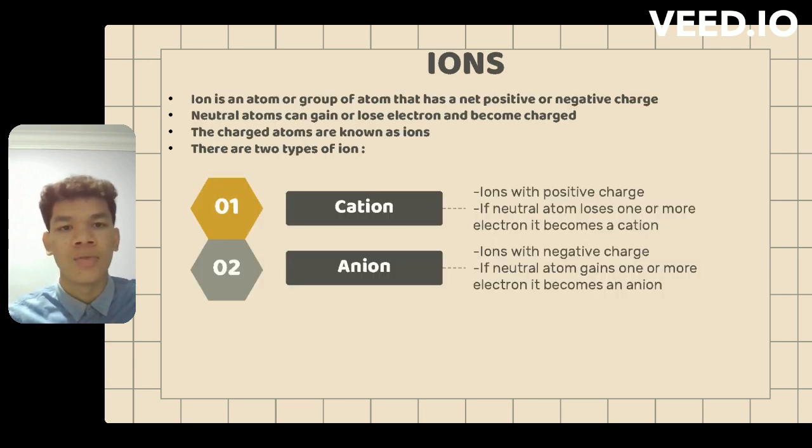And for the last one, which is ions. Ion is an atom or group of atoms that has a net positive or negative charge. Neutral atoms can gain or lose electrons and become charged. The charged atoms are known as ions. There are two types of ion. The first one is cation. Cation is an ion with a positive charge. If a neutral atom loses one or more electrons, it will become a cation. And the second one is anion. Anion is an ion with negative charge. If a neutral atom gains one or more electrons, it will become an anion.